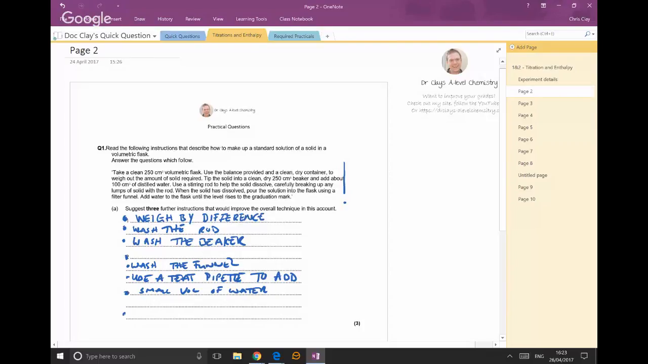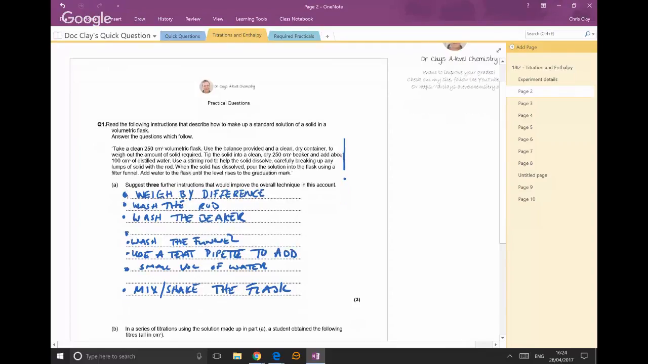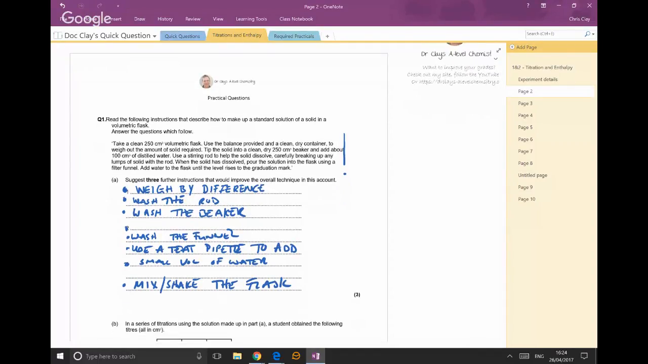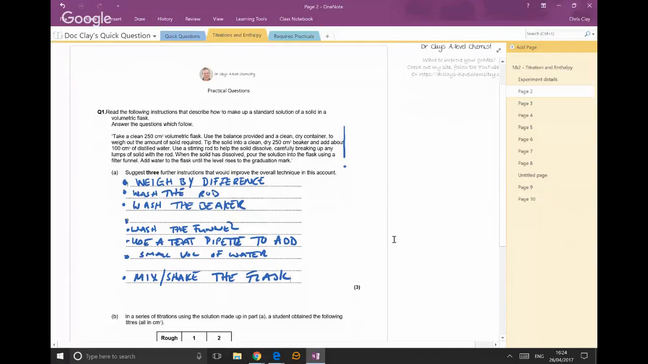And finally, as well, when you're making a standard solution, a good mix or shake of the flask. Okay, so they're the key things. I think you only had to pick out 3, and there are 1, 2, 3, 4, 5, 6, 7 possible ways of improving that experiment.